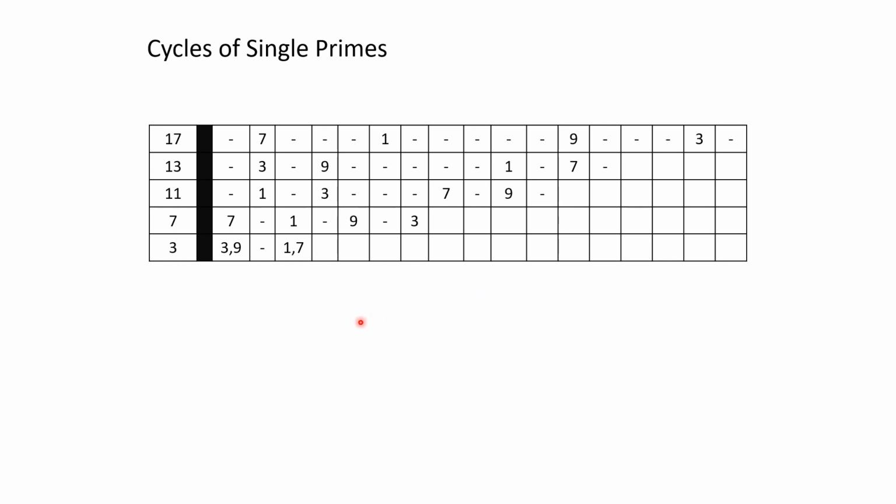So you see here the cycles of single primes. As we go up, we're gonna have more prime terms. It's the prime number minus 4. As we go to infinity, we are approaching an ideal cycle full of prime terms.